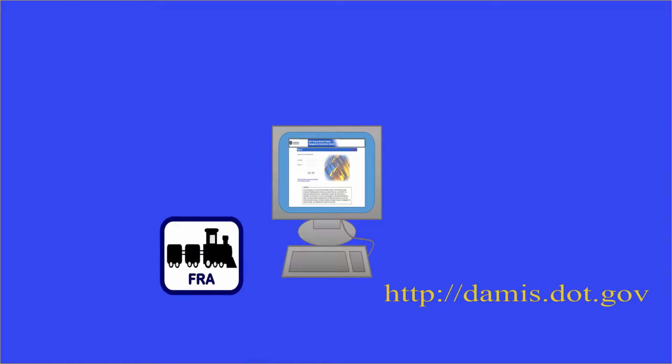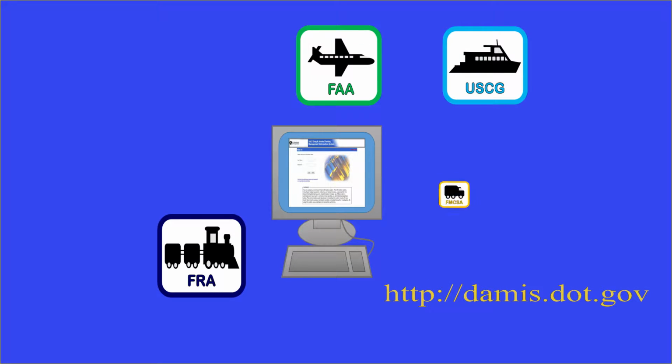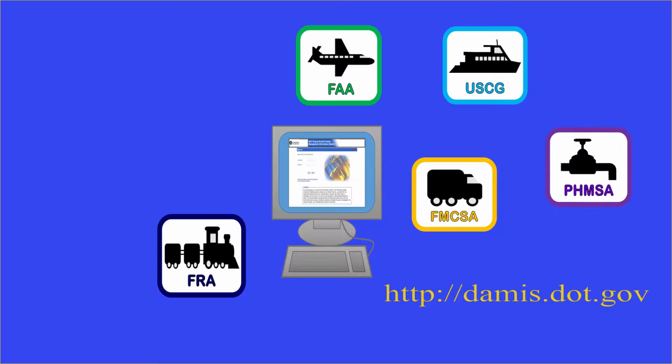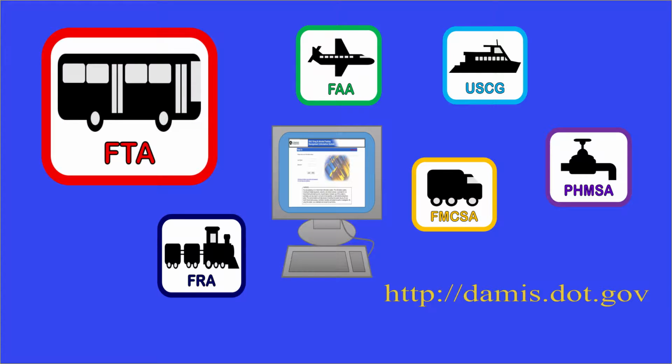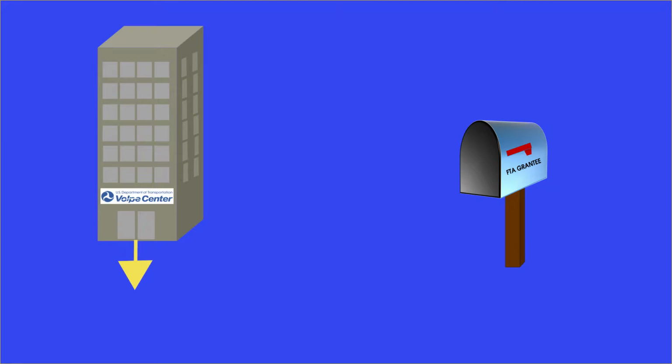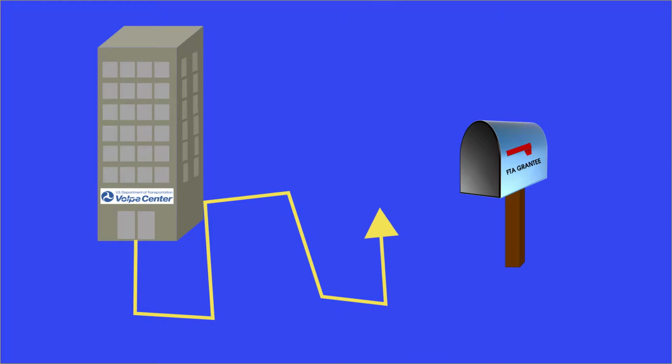The Drug and Alcohol MIS reporting website is used by all FTA-covered employers to report their drug and alcohol testing results information as required. If you are a direct recipient of FTA funding, you should have received a letter from the U.S. DOT Volpe Center notifying you of the requirement to submit MIS testing results to FTA.